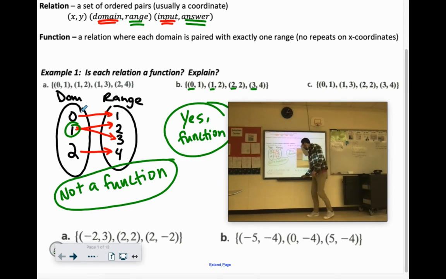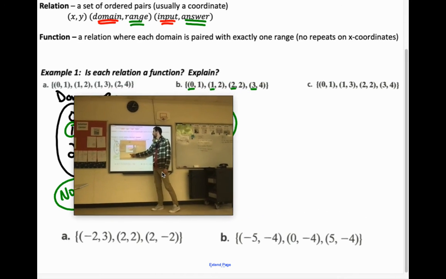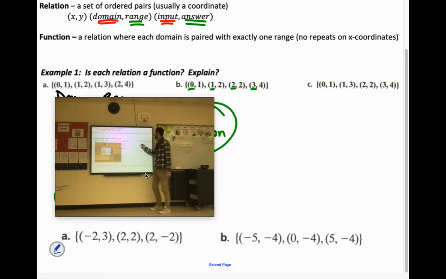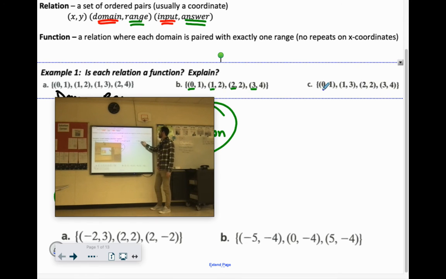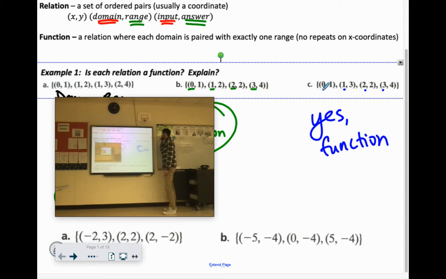So let's try that. Let's look at the x coordinates first, and then see if we have any repeats. So over here, our x coordinates, we have 0, 1, 2, and 3. They're all different, so yes, it's a function. All right, we got 2 more down here.